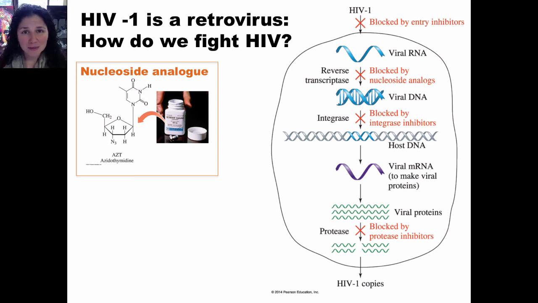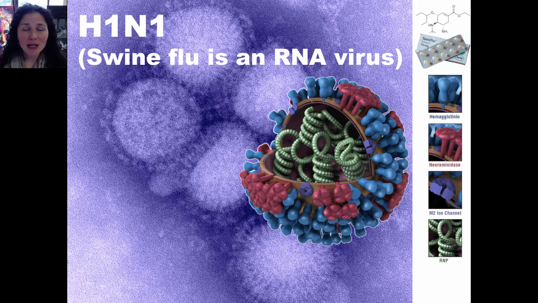Now let's talk about H1N1 and Tamiflu. H1N1 is what we know as swine flu. It's an RNA virus. Tamiflu was a drug that was developed to stop this virus. Here's a picture of H1N1. Inside of the protein coat, you see RNA. The protein coat surrounds the RNA, and there are specific receptors on the surface of the protein coat.